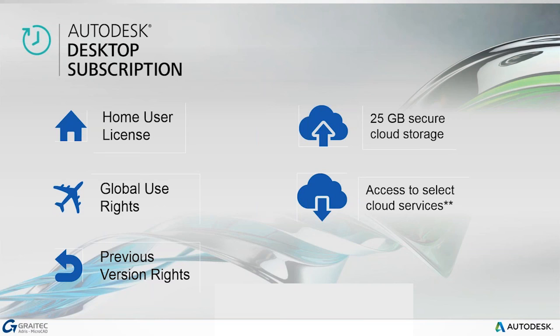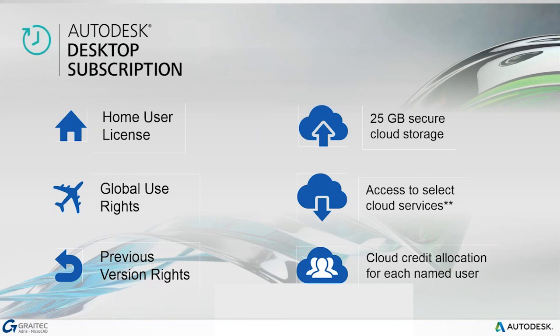In addition, you get a cloud credit allocation, which can be used to perform those tasks. So part of your subscription will mean that you get cloud credits as well. Okay, so let's take a look and see what type of desktop subscriptions we've got.